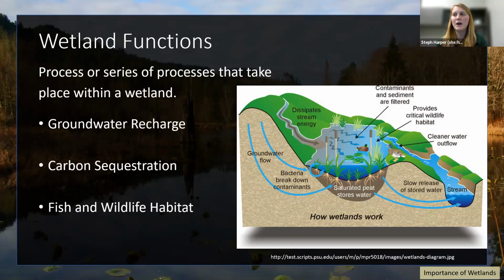Wetlands are also a great carbon sink. All that vegetation is taking all of the atmospheric carbon that's in our air and storing it in that vegetation. And so we see a lot of carbon sequestration and storage within these really productive wetlands. And of course, fish and wildlife habitat. As these wetlands become really productive with sediment and nutrients, we see bacteria and insects and waterfowl and frogs and a whole host of organisms that really enjoy this type of habitat.